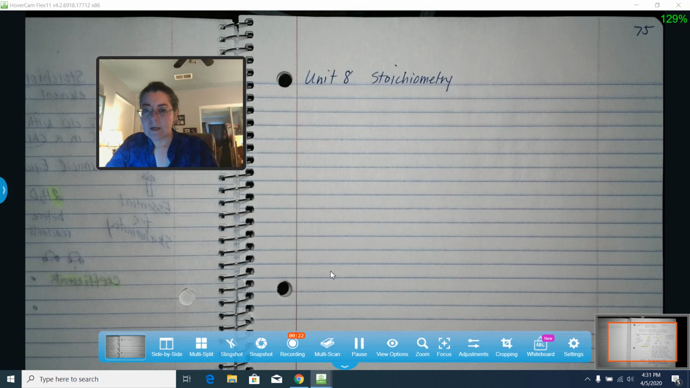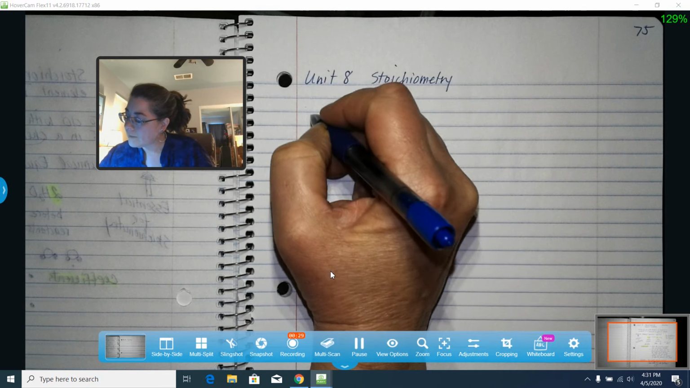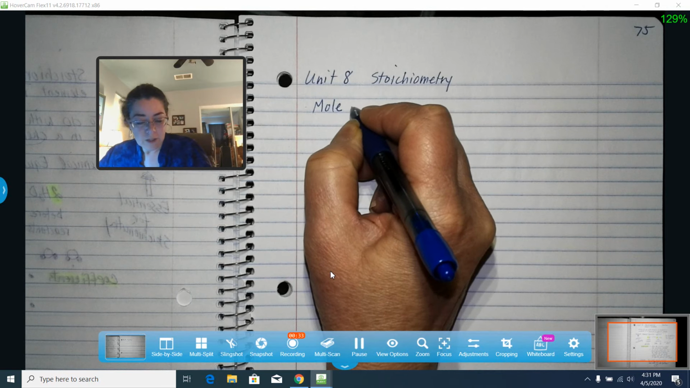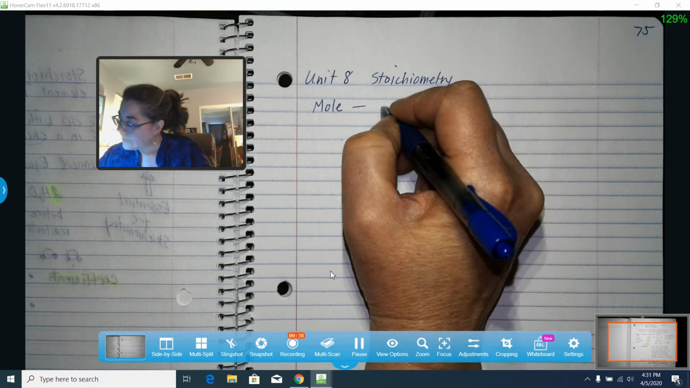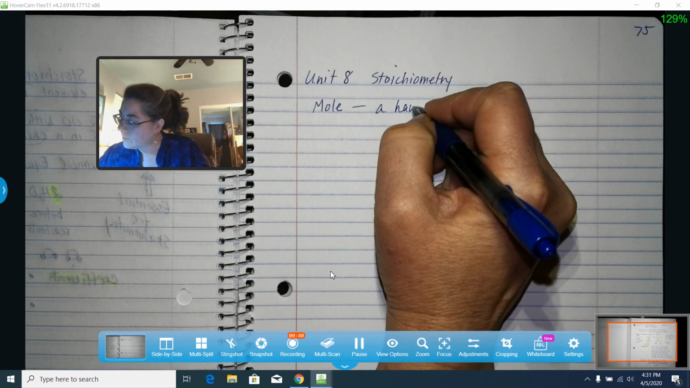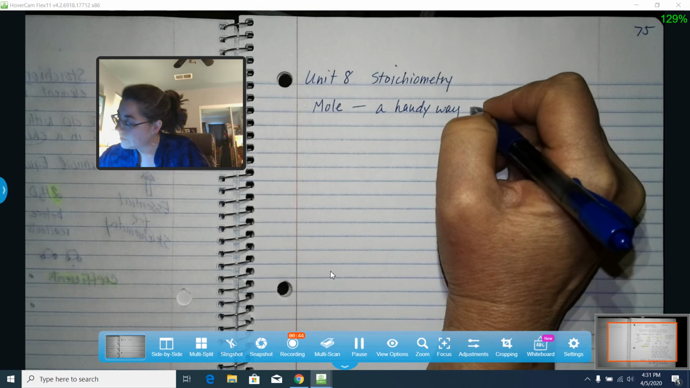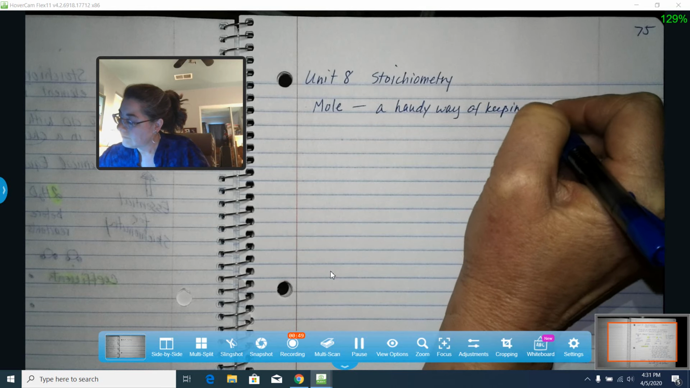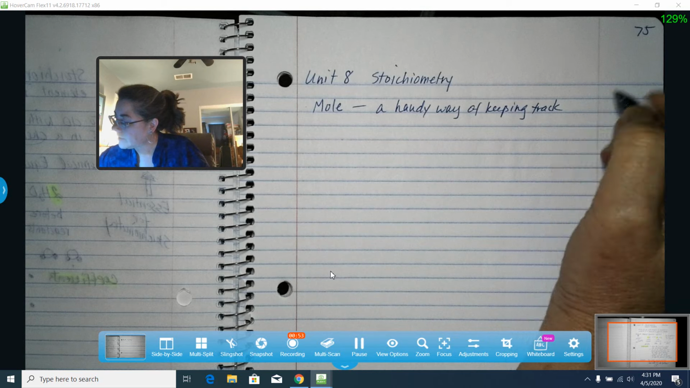So, a couple more things you need to know before we really get into stoichiometry is, let's remember about this term right here, mole. Okay, so we talked about it before. It is a handy way of keeping track of the number of atoms or molecules.